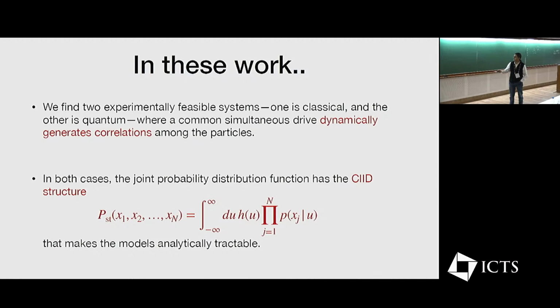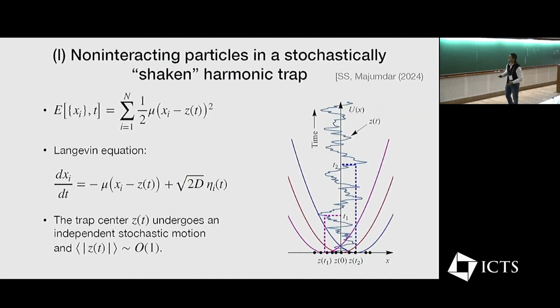But the point is that if you have a structure like that, you can calculate many of these observables very easily. This becomes an analytically tractable problem. So this adds to a box of problems, of strongly correlated systems where you can do analytical calculations. The first problem is the classical problem.